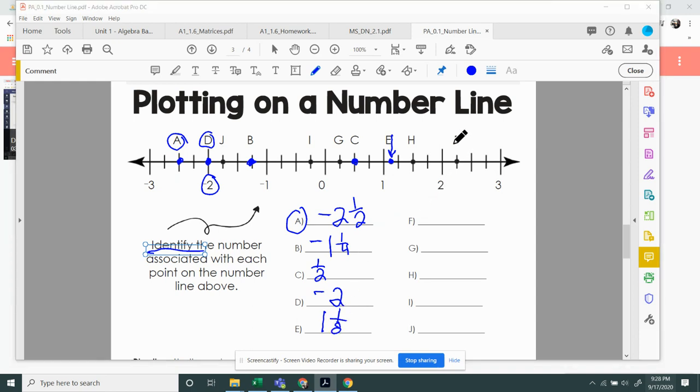Okay, so let's look at F. Here's F, and F is greater than 2. It's right on one of these division lines. Here's my 2. Here is my 3. It's less than halfway, but it's on one of the 4 sections, so that means it's 2 and 1/4.